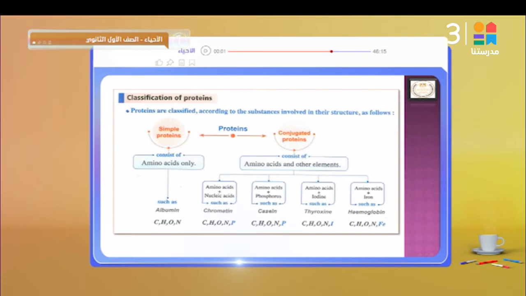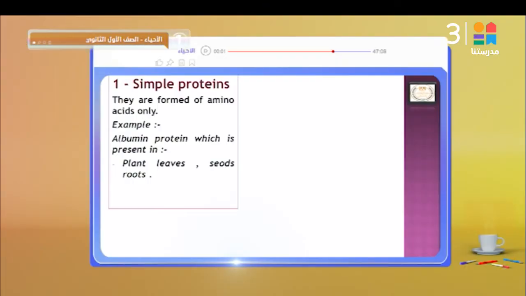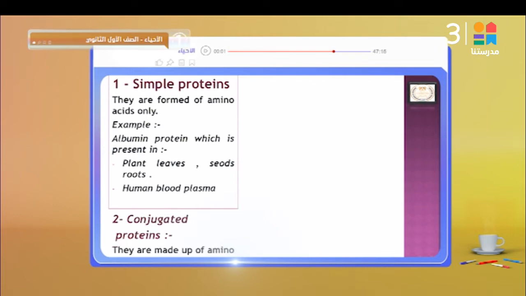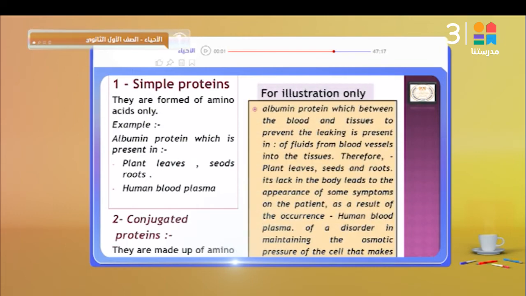This way can explaining a classification of the protein into types, simple and complex. Any questions? Okay. Simple proteins are formed of amino acids only. Examples: albumin protein, which is present in the plant leaves and roots, and in human blood plasma. Number 2, conjugated proteins. Okay, they are made of amino acids.